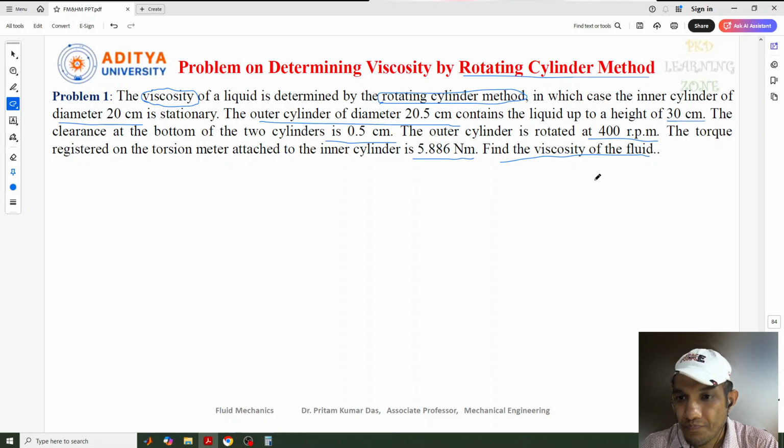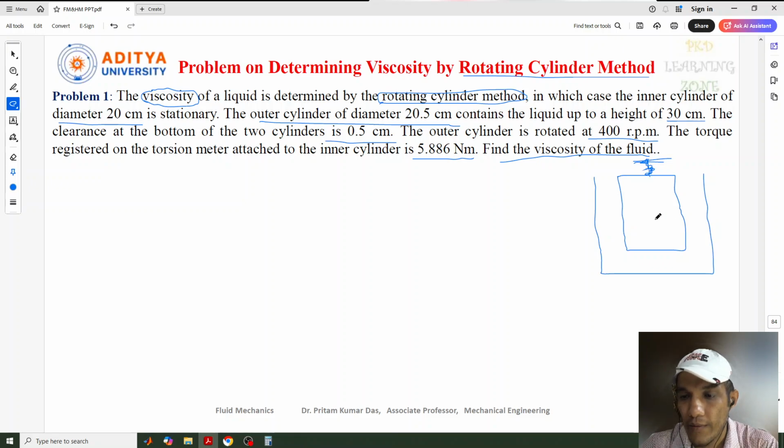So here this is the outer cylinder, and here one more cylinder is there, the inner cylinder, which is fixed, and this inner cylinder is connected to a torsional spring. Let's draw some line like this. So this is the outer cylinder, and we can consider this R2.